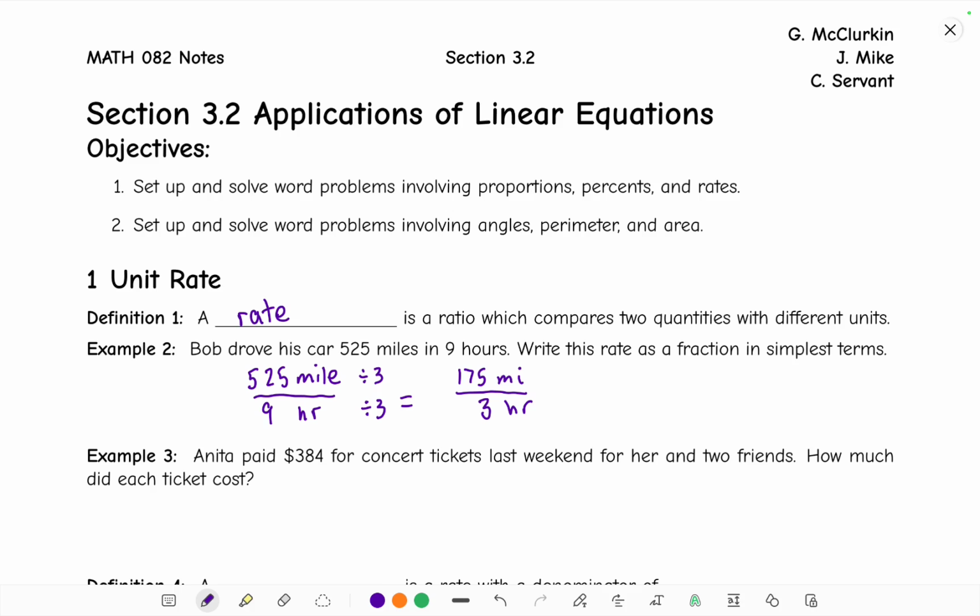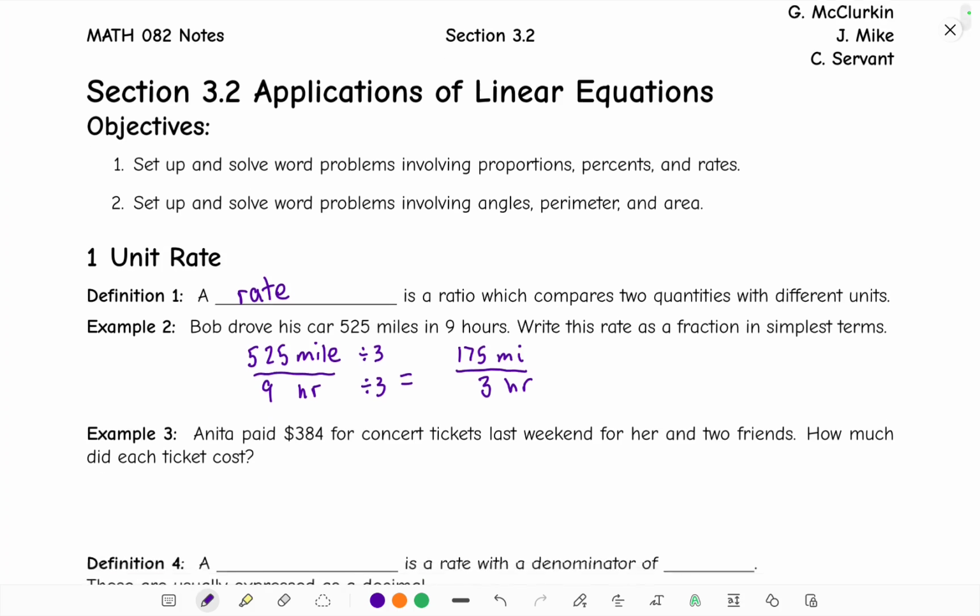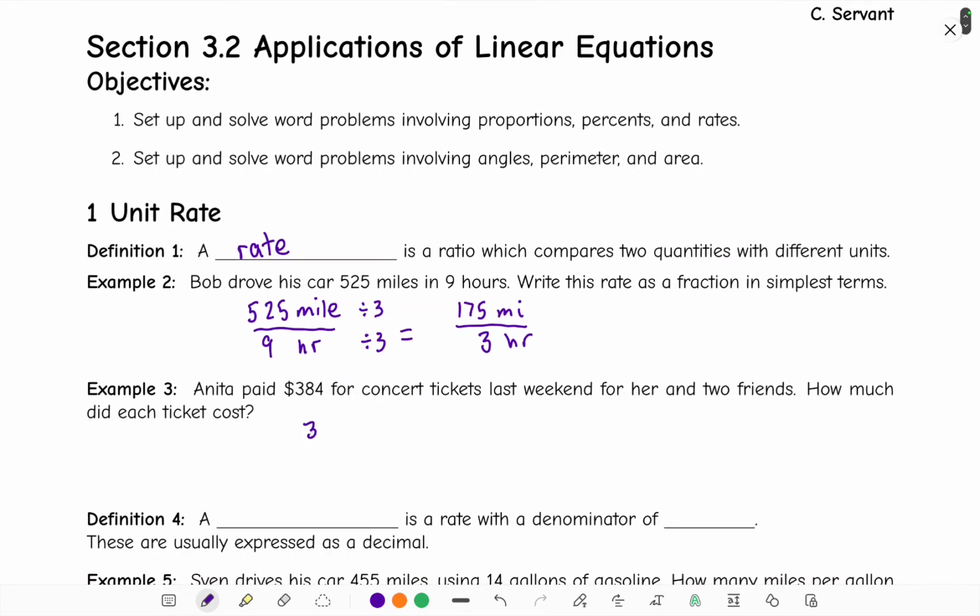Example 3. Anita paid $384 for concert tickets last weekend for her and 2 friends. How much did each ticket cost? Now that would be $384 per 3 people, because it's her and 2 friends. Now I want to know how much each ticket costs, so I want per 1 person. So that means I need to reduce this by 3.